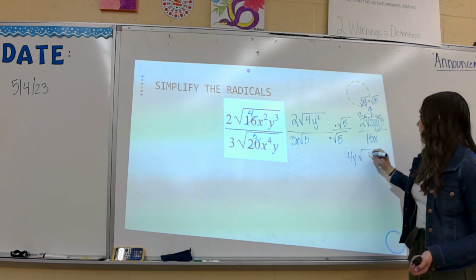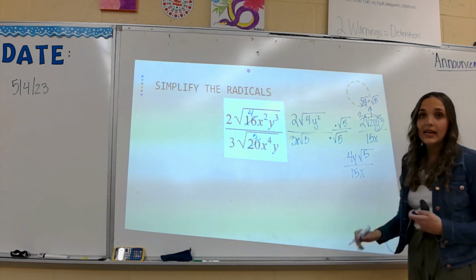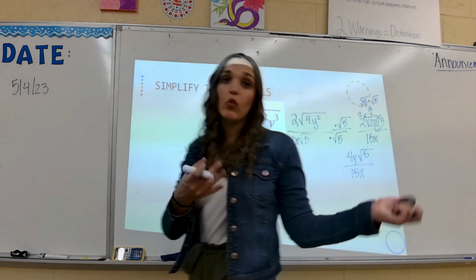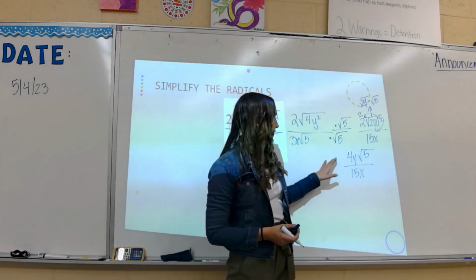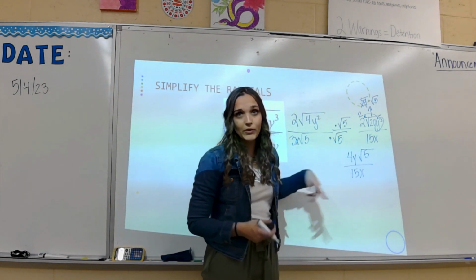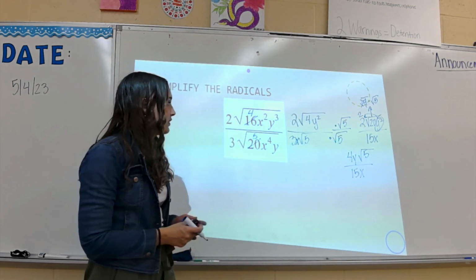Square roots, I'm left with 5 on the inside, over 15x. I cannot simplify that 5 and that 15. One's inside the radical, one's outside. If we had something here like a 10 and a 15, you must simplify it because they're both on the outside. But because we don't, that's going to be my final answer.